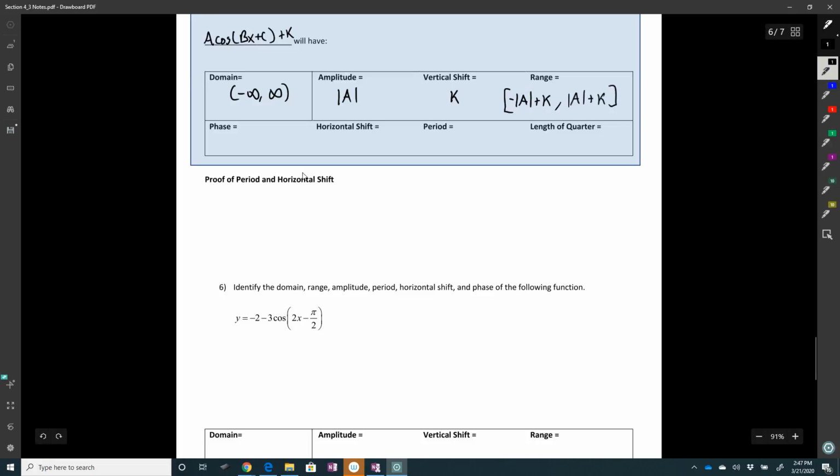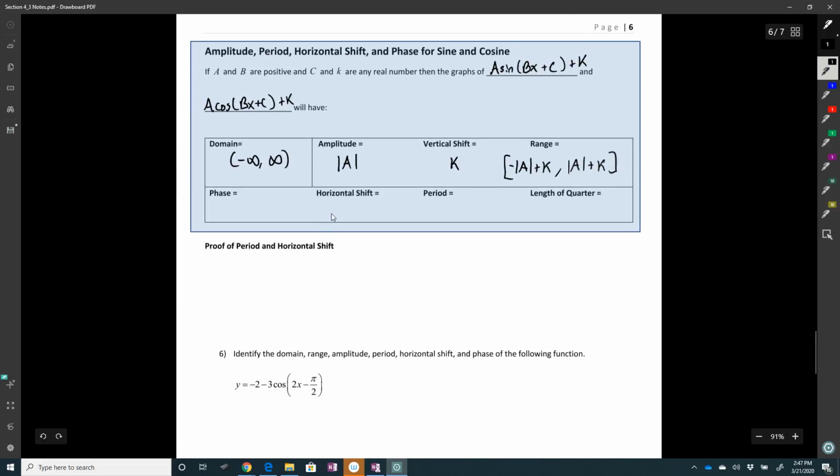Now, the horizontal shift is, well, let's look at the phase. I'm going to explain these two in the next section. So, right below. The phase is c. It's the number that you're adding to your function. Whereas the horizontal shift is negative c over b. The period is 2 pi over b, which we learned before. And the length of the quarter is just 1/4 times the period.